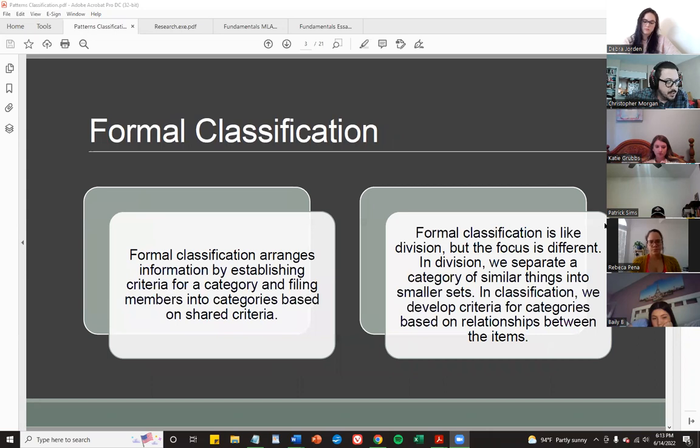So what is formal classification? It arranges information by establishing criteria for a category and filing members into categories based on shared criteria. This is like database stuff, right? There are certain rules by which things get put into different boxes than other rules.